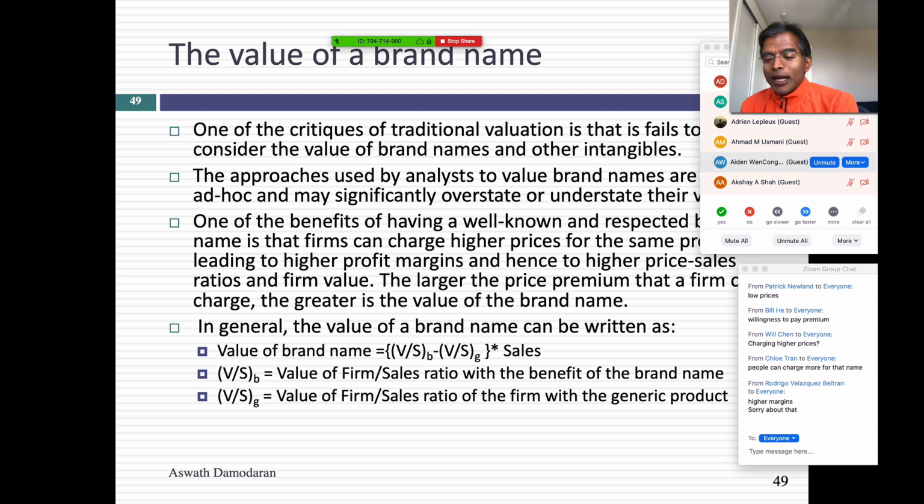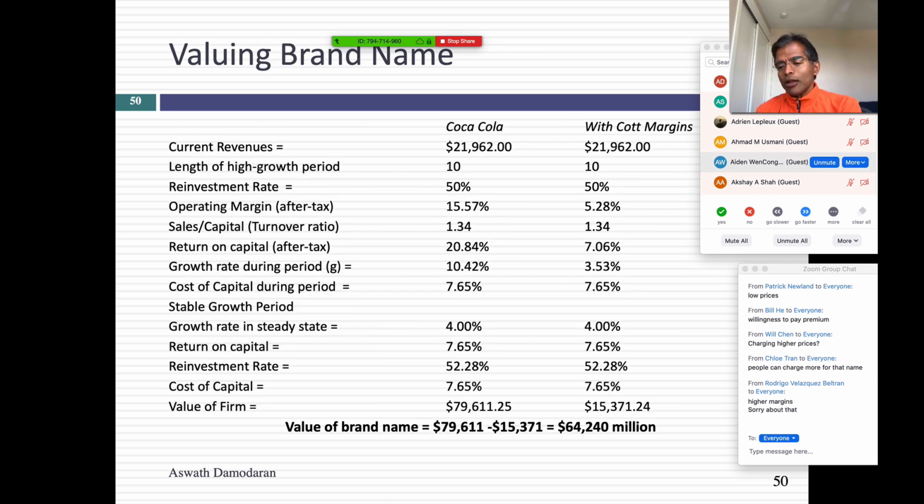So if you have brand name power, you get to charge higher prices. If you have higher prices, you're going to have higher margins. And if you go down the Chen route, you could even have higher sales and lower cost of capital. Do you see where I'm going? To value a brand name, here's what I will need to do. I will need to value the company with the brand name. And then I have to do a second valuation where I ask a hypothetical: what will happen to this company if it loses its brand name?